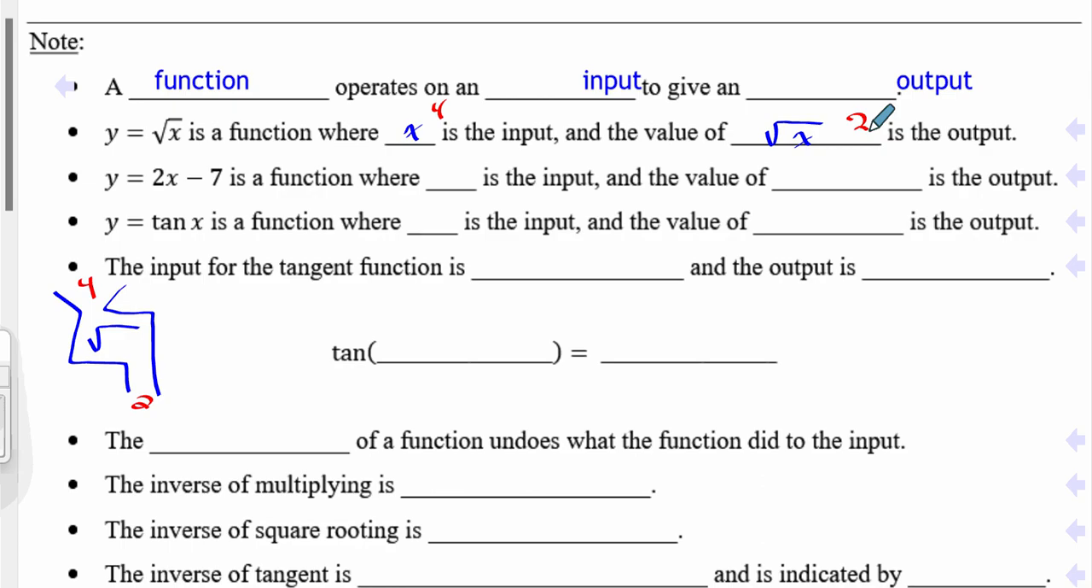The next equation, also a function. In this case, I'm going to put x in the top, and then my function is going to double it, and then it's going to subtract 7 from it. Okay, so my input is x, and the value of this 2x minus 7 is my output.